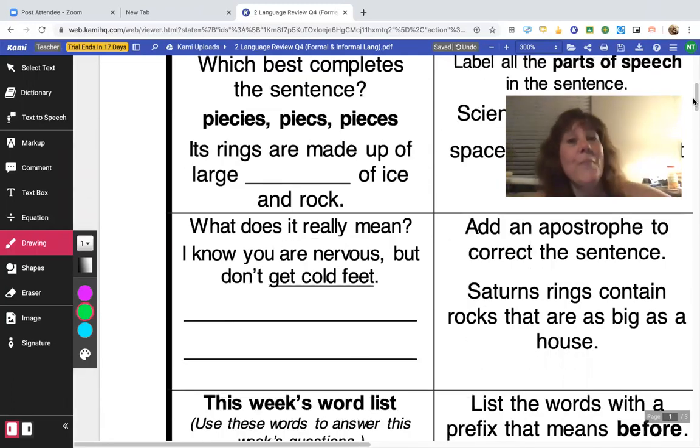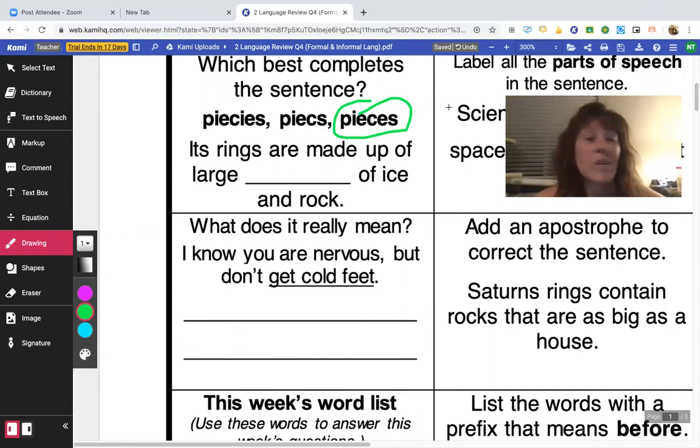Next. Which best completes the sentence? Pieces, peaks, or pieces. So you have to kind of know your spelling for this one, huh? All right, its rings are made up of large pieces, P-I-E-C-E-S. Okay, large pieces. Okay. Next one, of ice and rock.